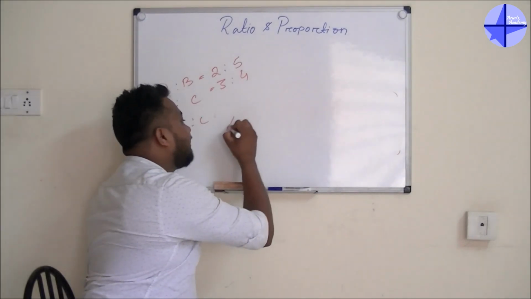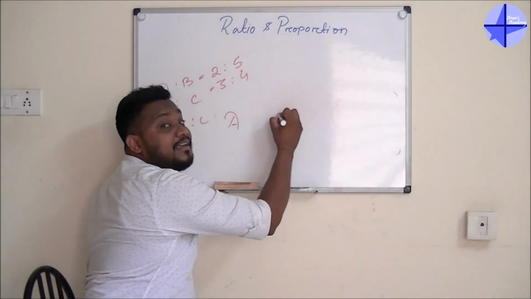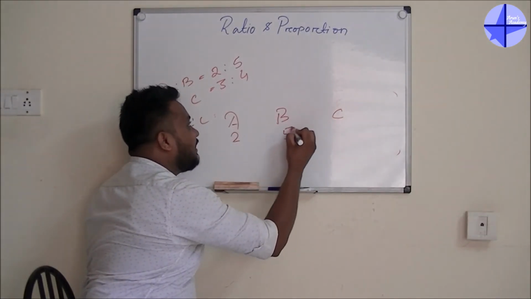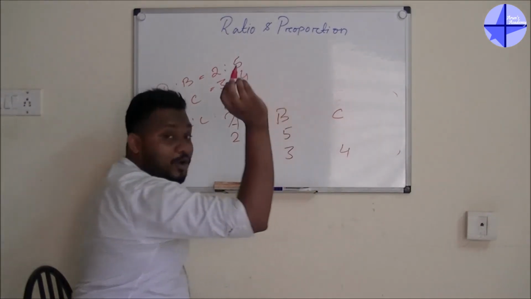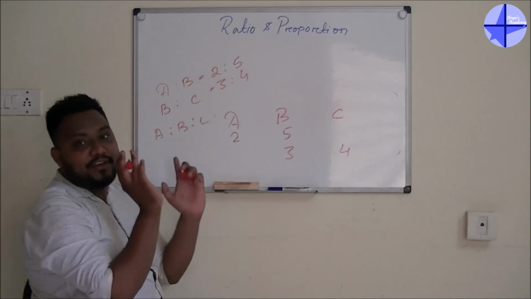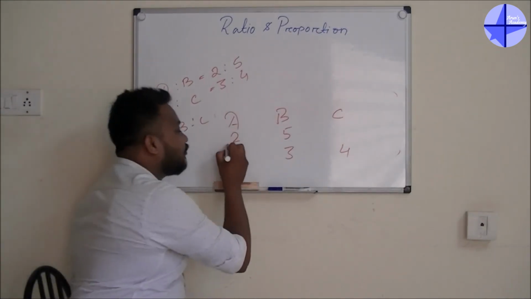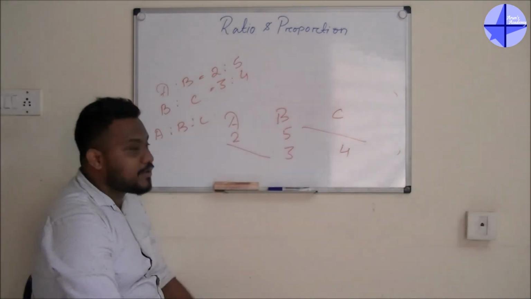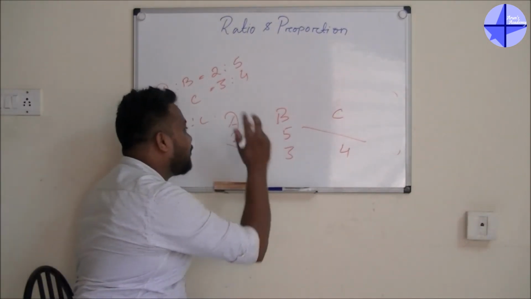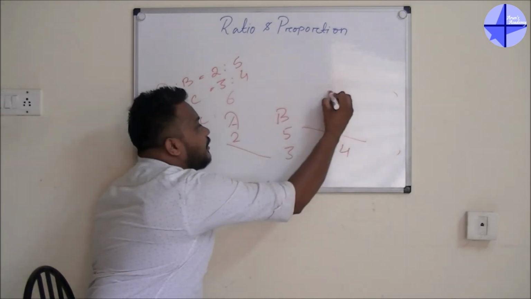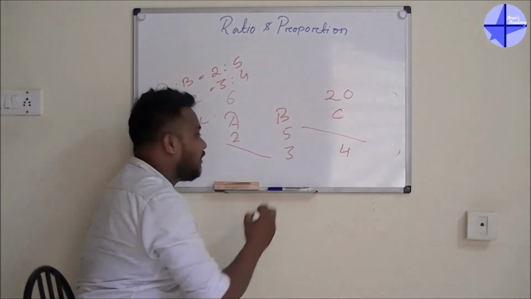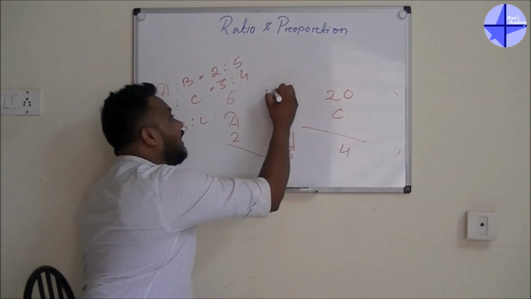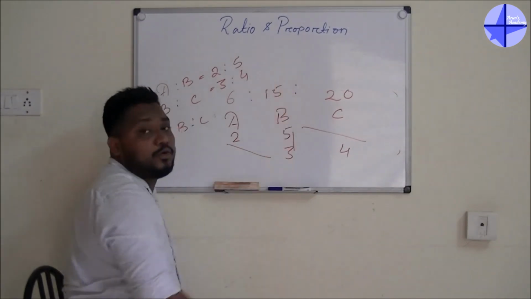What I will do, I'll write A, next one is B, next one is C. So it is 2 is to 5, 3 is to 4. Always remember, whenever you are going for A is to B is to C, the first one and the last one will be the cross multiplication. 2 into 3, 6. 5 into 4, 20. You want the middle one, right? Middle one is this. 5 into 3. You will get 6 is to 15 is to 20.